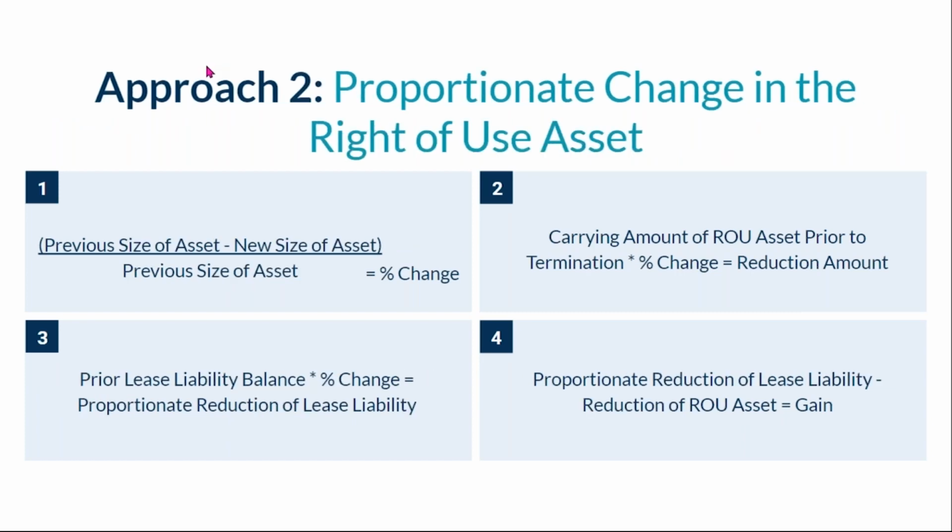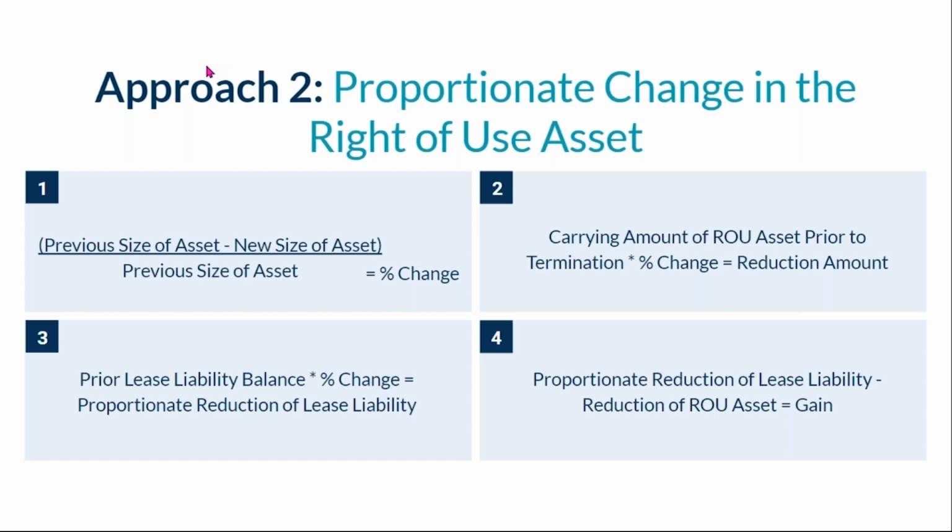The second option calculates the modified right of use asset using the proportionate change in the right of use. The steps are similar, but when you're calculating the percentage change of the right of use asset, you look at the reduction of the size of the asset, meaning the number of floors or the square footage, whatever is an appropriate representation of the reduction of the asset. So the percentage change in the right of use asset is applied to the carrying amount of the right of use asset balance directly before the partial termination to determine the reduction amount of that right of use asset.